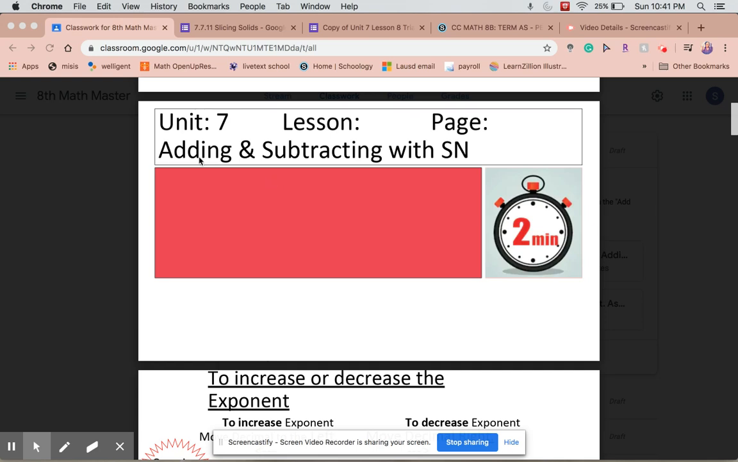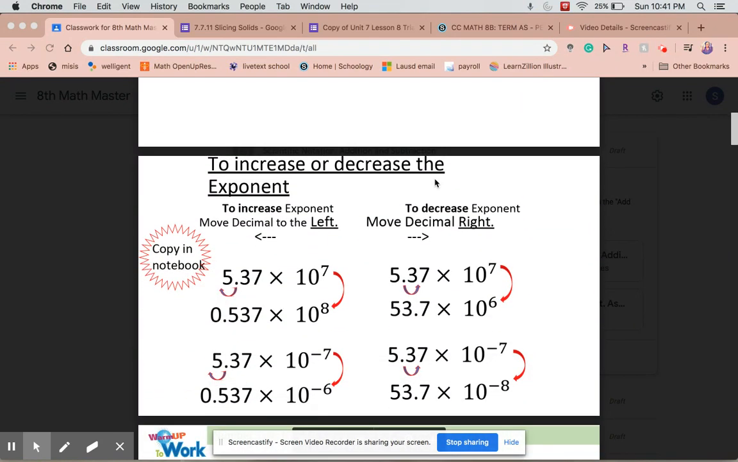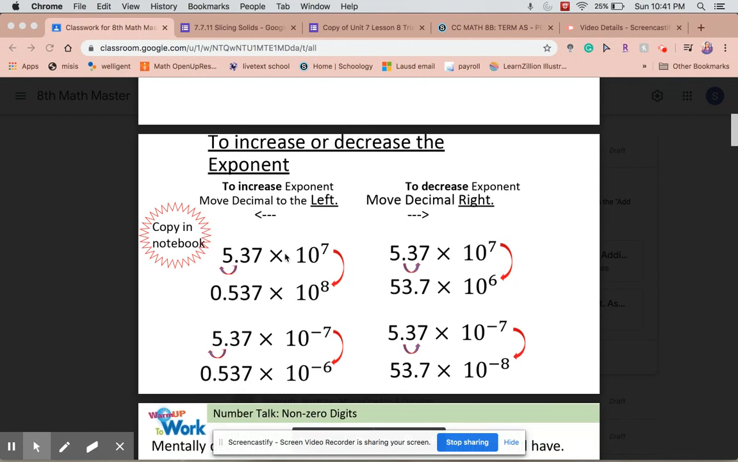All right, so here we're going to learn how to add and subtract scientific notation. Okay? Now, adding and subtracting scientific notations is a little different because the exponent must look the same. So let's talk about real quick how to increase or decrease the exponent.